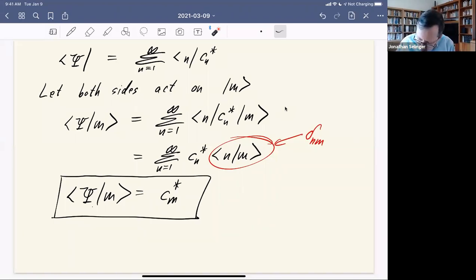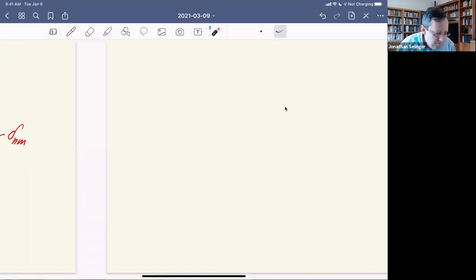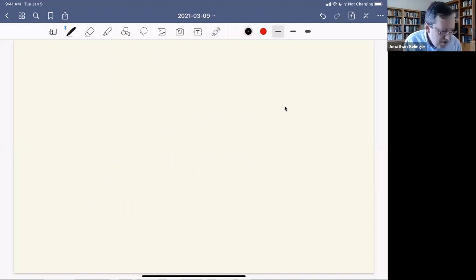Now what else can we say in terms of this notation? Another concept in this notation, I'll just mention briefly, is a projection operator.